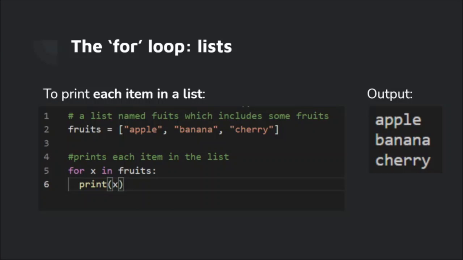The for loop can also print out lists. When you replace the range with the name of the list, the for loop will print out each item in the list.